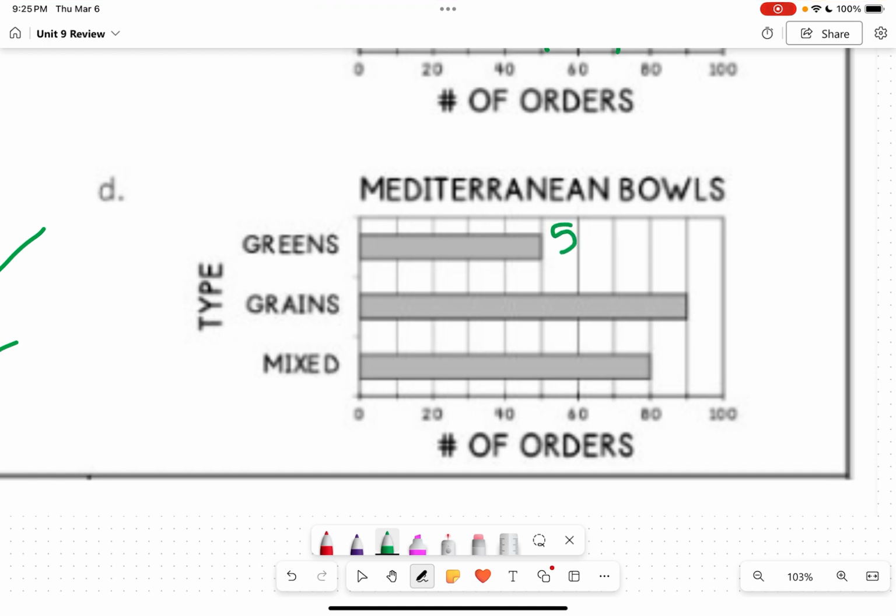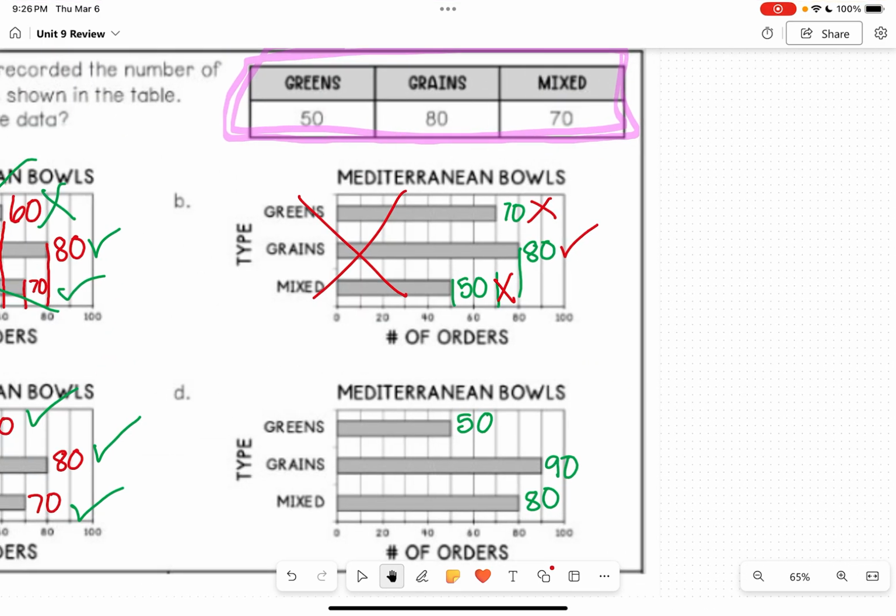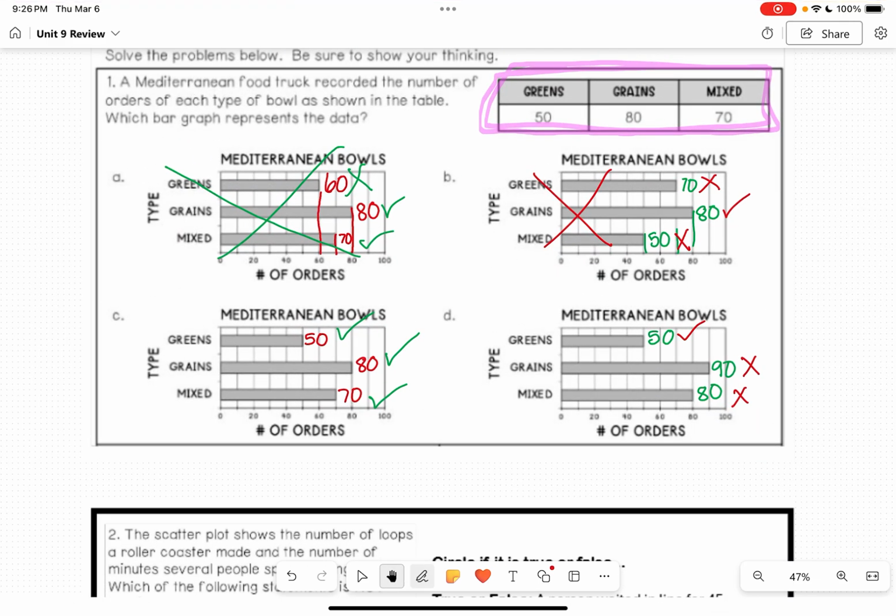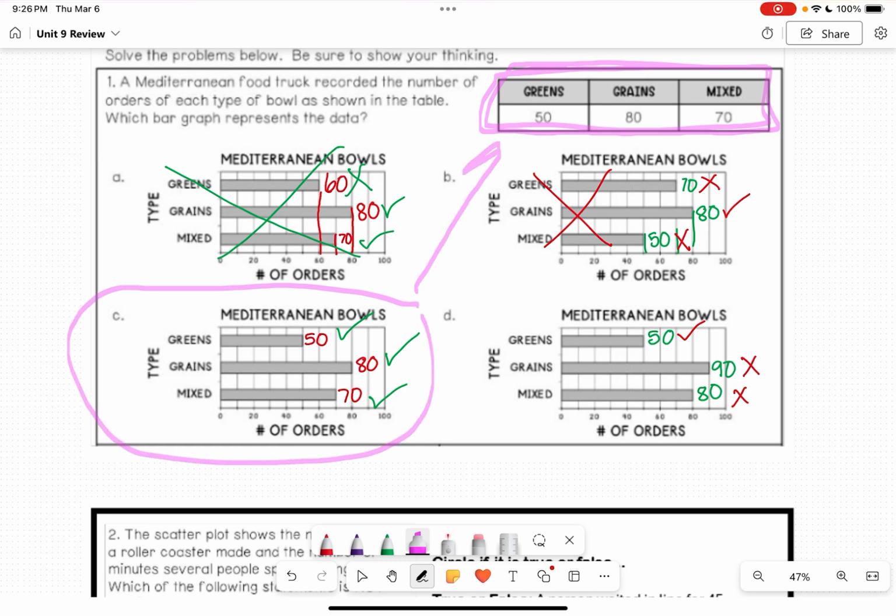Greens is 50. Grains is 90. Mixed is 80. So I can already tell these numbers are off. Okay. So I know greens is correct. Grains is incorrect. And mixed is incorrect. So that leaves us with answer choice C. C is the only one that matches the pink box. It's the only one that shows the same numbers as the pink box. Okay? All right.